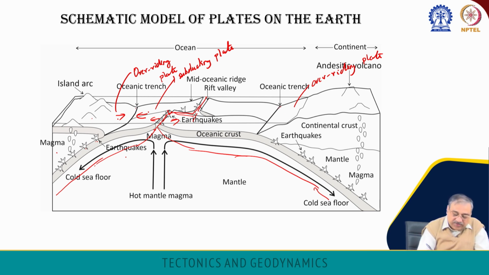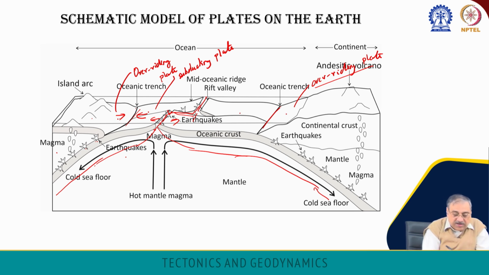The front surface of the position of the boundary would be defined by the frontal edge of the overriding plate. So, this is the overriding plate. The frontal edge of the overriding plate here and the frontal edge of the overriding plate here actually define the location of the plate boundary. So, this plate and this plate are separate plates.